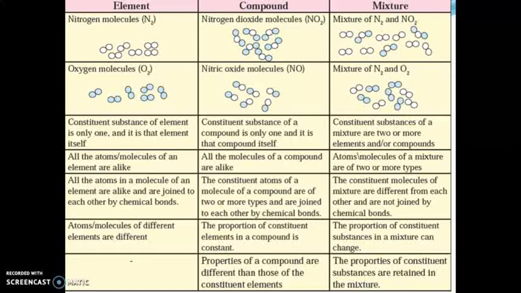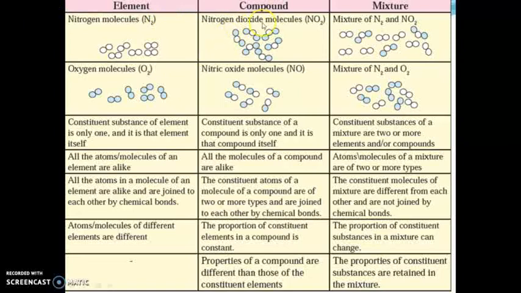All the molecules of a compound are alike, that is, the same. The constituent atoms of a molecule of a compound are of two or more types and are joined to each other by chemical bonds.